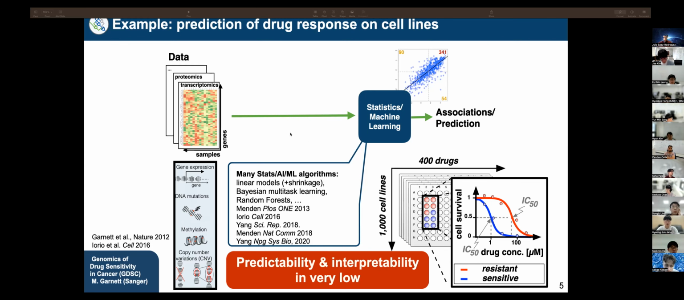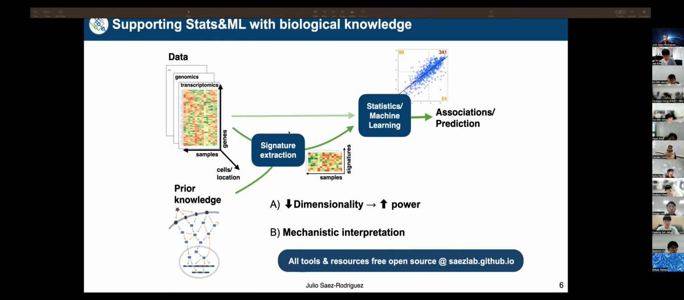approaches. So that is the reason why we have a strong focus in the lab on supporting machine learning and statistical methods with existing biological knowledge. There are a lot of things we know about the molecular processes and other types of biological processes, and our emphasis is how to use this knowledge to extract signatures, which I will show you in a moment. The signatures, for example the activity of a pathway, are fewer than the original number of genes. Instead of 20,000 genes, you may have 100 pathways. This reduction of dimensionality increases the statistical power of whichever method you use, and because the signatures are rooted in known biochemical processes, the mechanistic interpretation is also increased. So that's the core message I would like to convey today, and I will walk you through different ways in which we apply this philosophy.